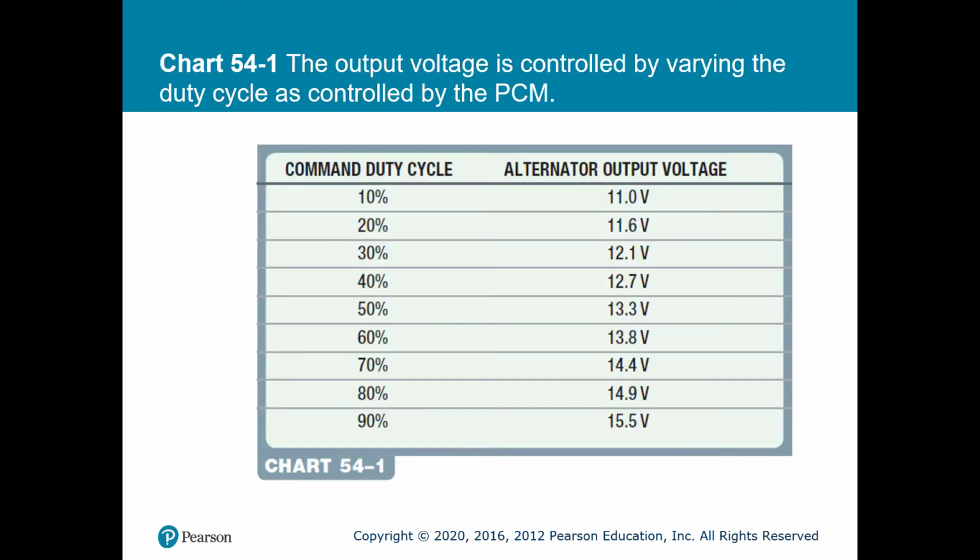This chart provides an example of duty cycle based on alternator output voltage. So you can see along the left-hand side where it displays the percentage of cycle time, and on the right-hand side you can see the direct result of how many volts are coming out based on its duty cycle.